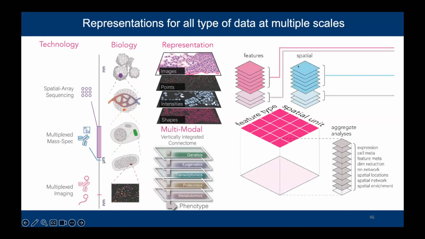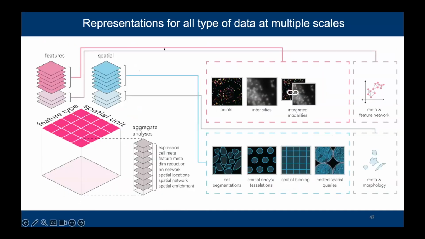Oftentimes, people like to go to a single cell, but it can also be your nucleus. It can be a larger domain. It can be some kind of grid, or a combination of all of them. I'm going to show you some of these examples later on. As I showed you before, the spatial units are very flexible. They can be cell segmentations, spatial areas, spatial binning, or a combination thereof. And the features are, for example, points and intensities. Then you can start aggregating however many times you want, in whatever combination you want, and use that aggregate analysis for your more typical downstream or integrative analysis.